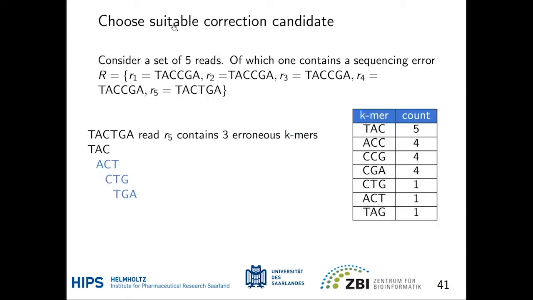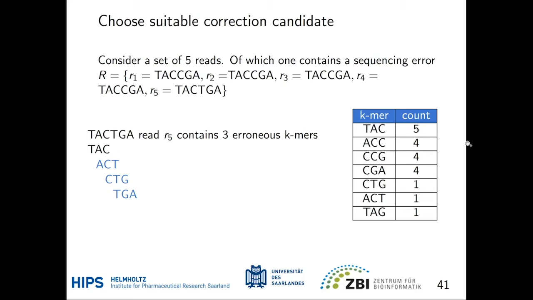So how do we choose the K-mer with which we are going to correct the erroneous K-mers? Consider this set of 5 reads, of which one contains a sequencing error. This will be read 5, and the sequencing error will produce 3 erroneous K-mers, for K equal to 3 in this case.